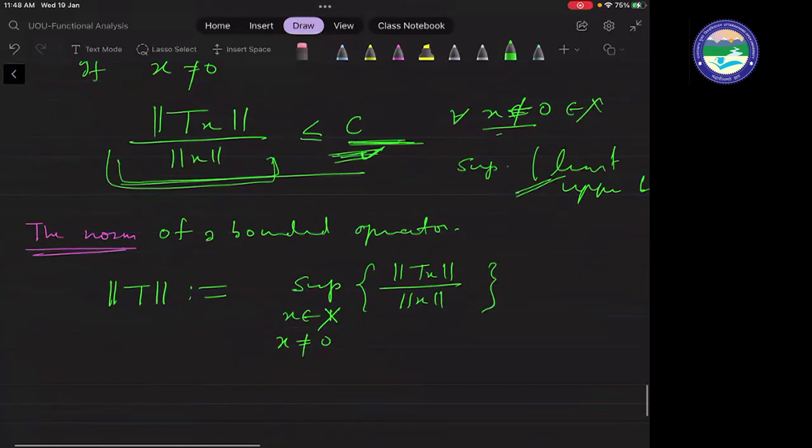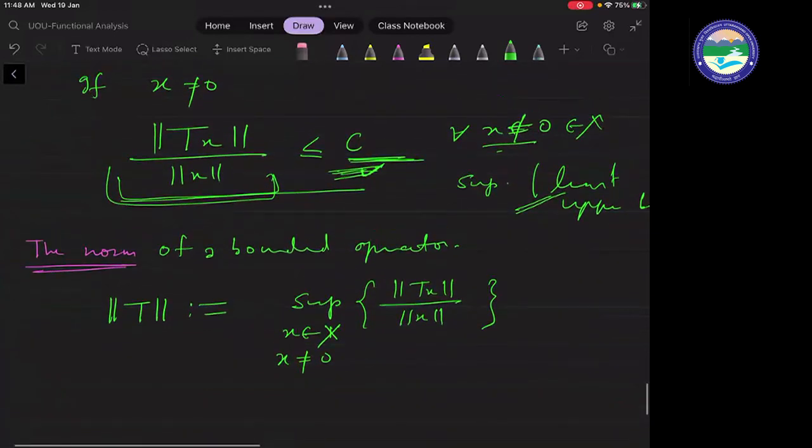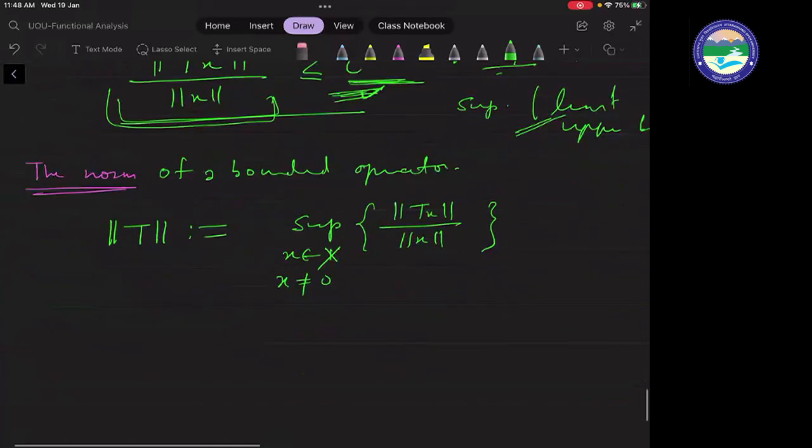So why are we taking x non-zero? Because of two things. अगर x zero होगा, what is T zero? T zero is always zero. And you cannot divide zero by zero. This is an indeterminate form. So therefore, we are taking x non-zero. Is this correct?